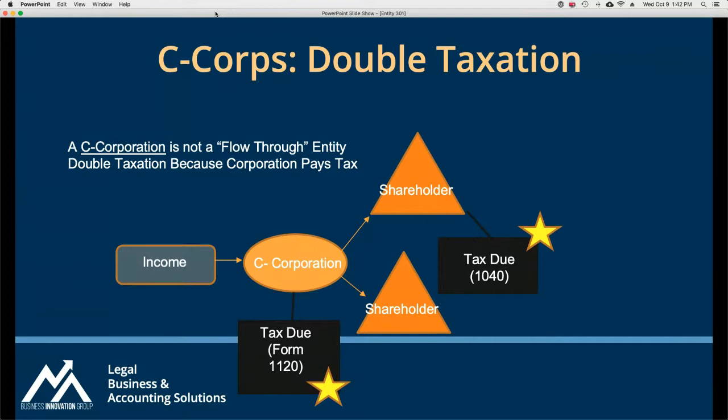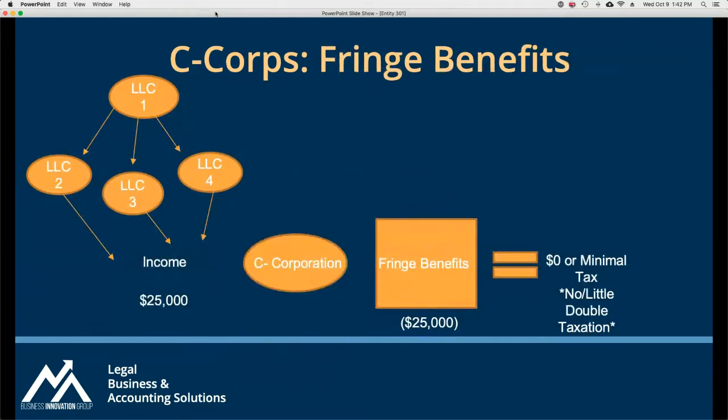So that's that double taxation problem, right? The fact that the C corporation is going to pay tax twice. So let's talk a little bit about what fringe benefits look like, right? Or how we might use this.